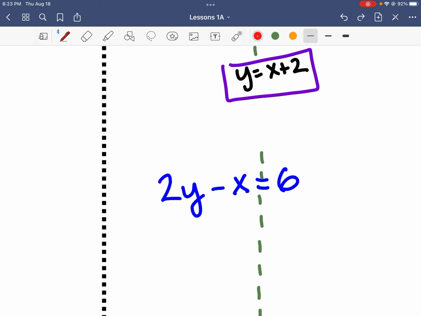What is x doing with y? What's this symbol right here? It's subtracting. So to do the opposite, I have to add by x. And what I do to one side, I have to do to the other side.